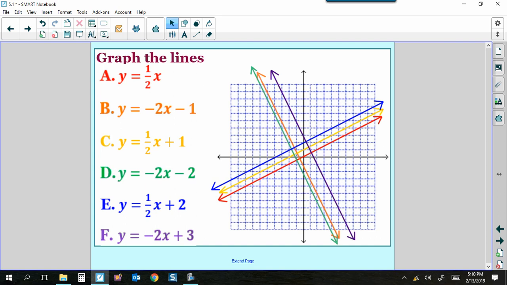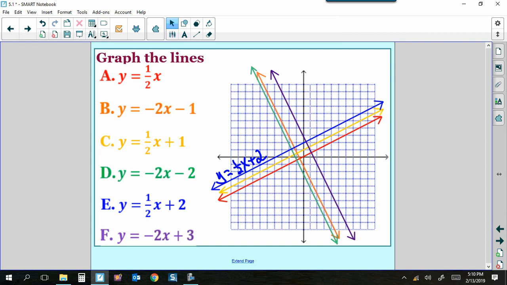So for example, on our blue line that you see here on our coordinate plane, you could write right over the top of it, y equals 1/2 x plus 2. So that way we know that is the equation of that line.